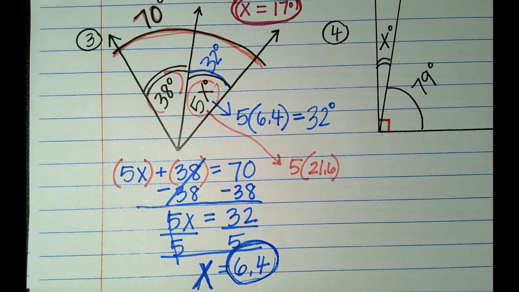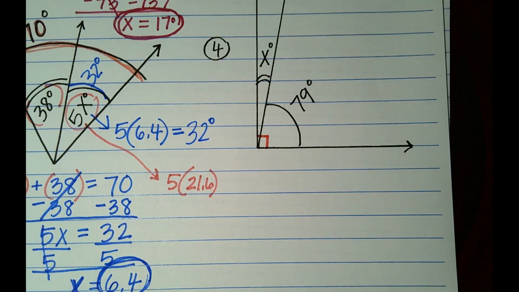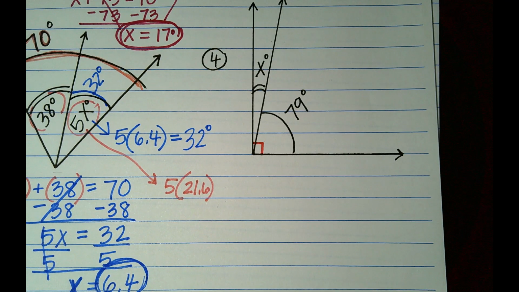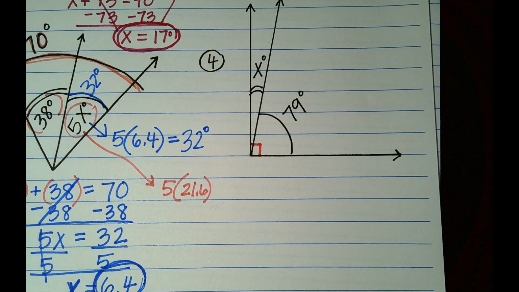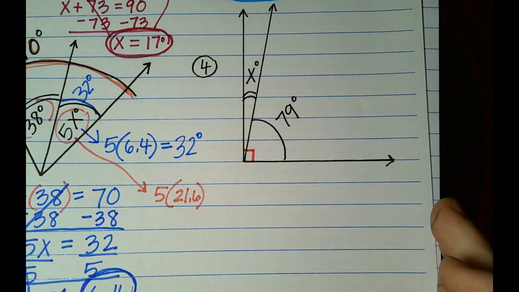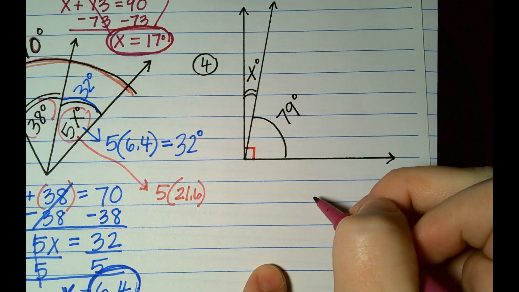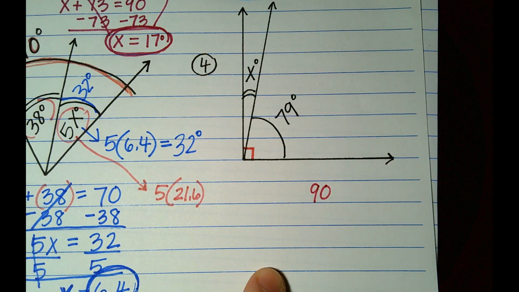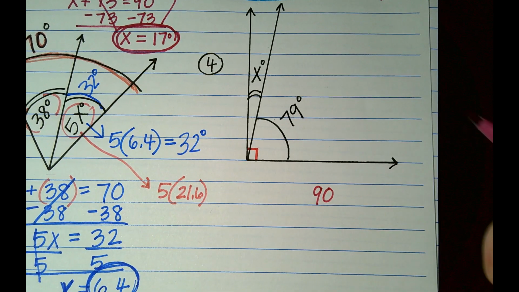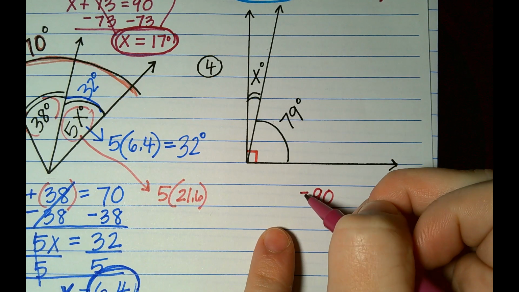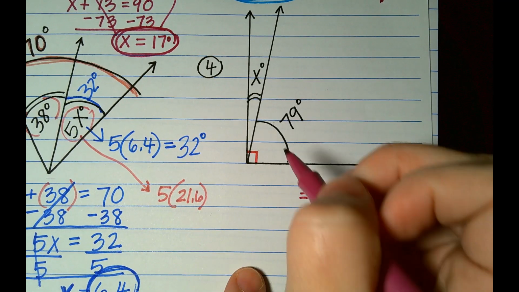Let's go to number 4 then. This one is actually the simplest one of them all, believe it or not, because I didn't put anything with the x, it's just x by itself. What equation will I use? 90 is my big angle. And really, you're just going to subtract 79. And the reason that we're subtracting 79 is because the equation would be what?